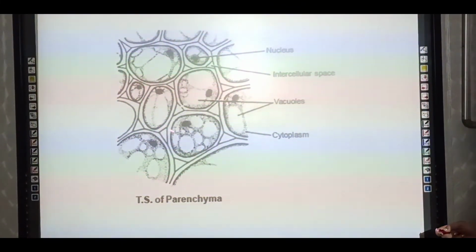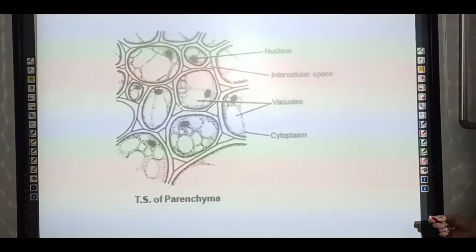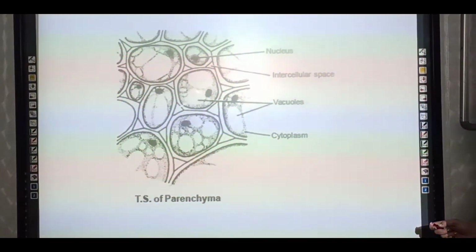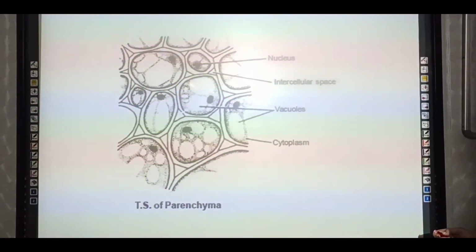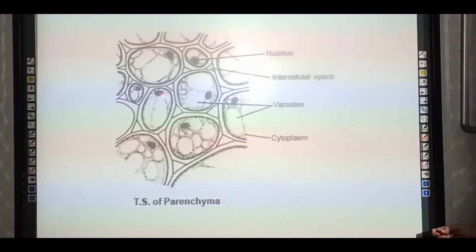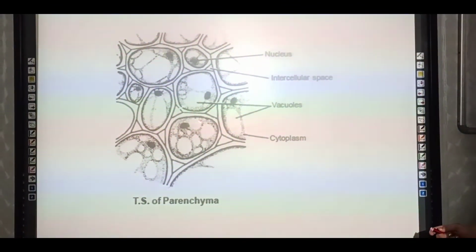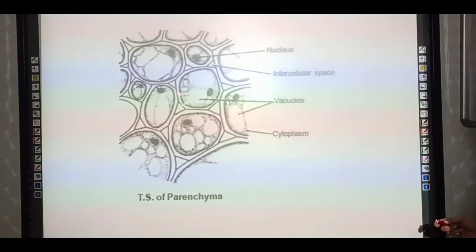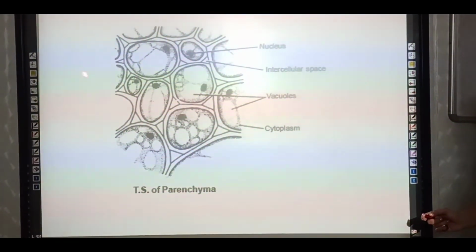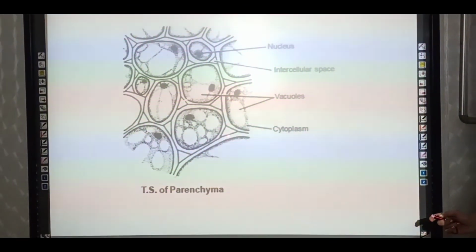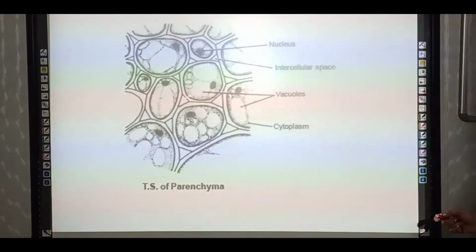These parenchyma cells also contain the chloroplast and their main function is the storage of the food as well as they help in the preparation of the food. They provide the strength to the cell. These are the living cells. These are the living cells of the plant and they help in maintaining the stability as well as provide the support to the plant. This was the first simple permanent tissue, that is the parenchyma.